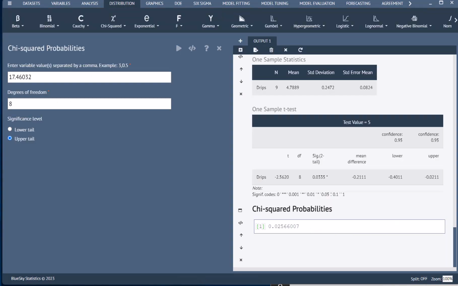So we're going to use BlueSky's chi-square probability, and that's where it's at on the menu. To see what the chances are of getting this value of chi-square from 8 degrees of freedom, we're interested in the upper tail because that's where we'll reject the hypothesis. We click execute, and BlueSky tells us the chi-square probability is 0.02566. So that's less than 0.05, meaning that we reject the hypothesis. So our problem seems to be that the process variance has actually increased.